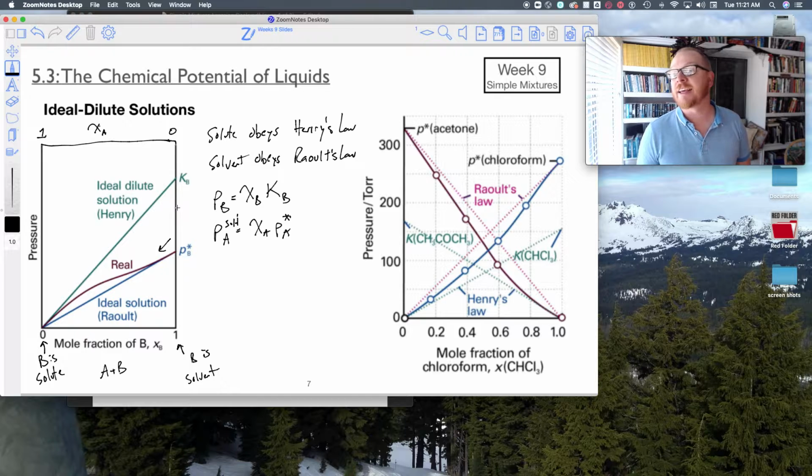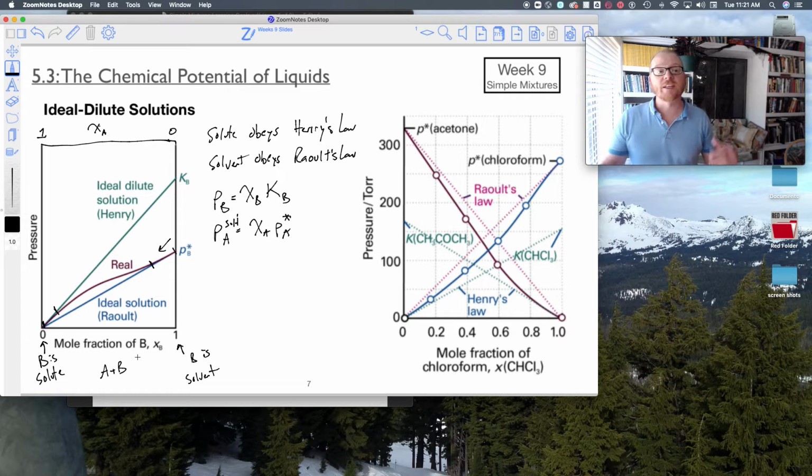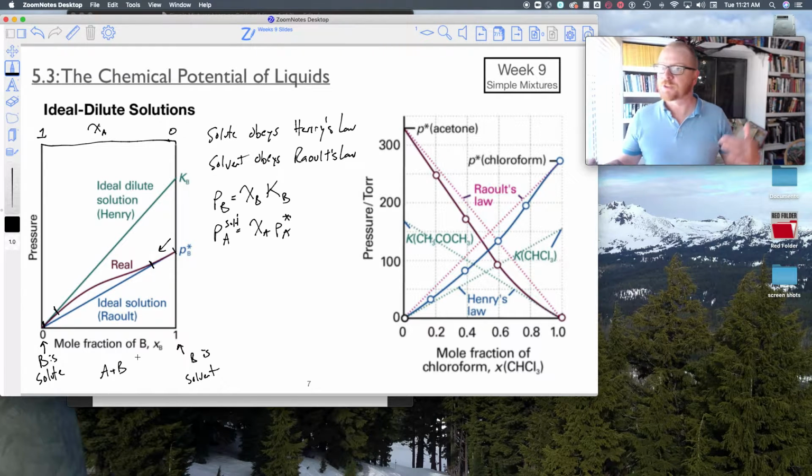So now A is the solute. And you can see in this case, where B is the solvent, it's following the Raoult's law line right up to a certain amount of addition. So like maybe that much, it follows the Raoult's law line when it's the solvent. And now it follows maybe that much of Henry's law when it's the solute. So this is what makes an ideal dilute solution. It's ideal under dilute conditions.